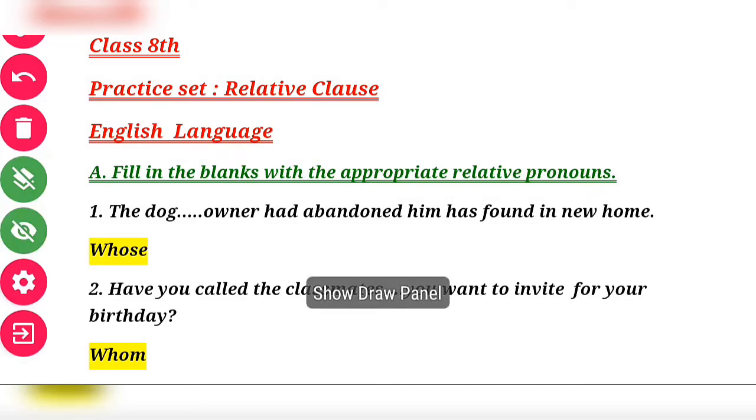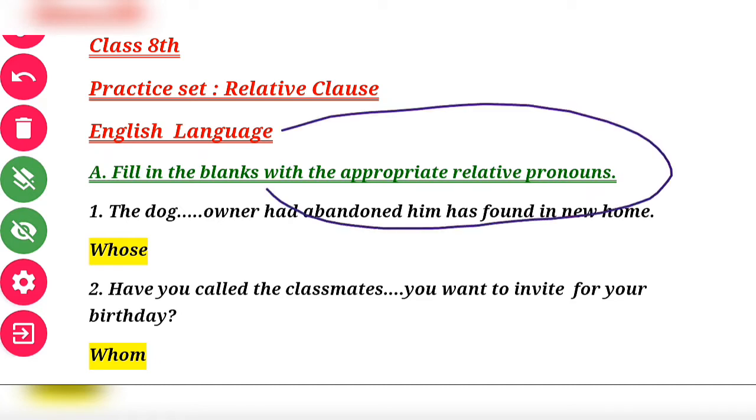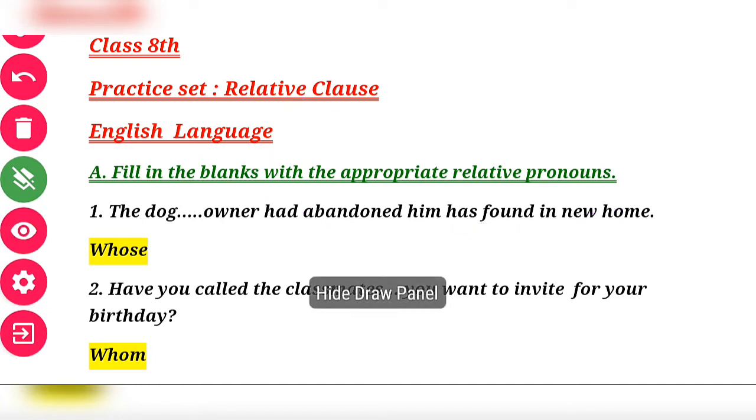In today's class, we're going to have the next practice set of relative clause. So here your first exercise is fill in the blanks with the appropriate relative clause. Before solving the exercise, I want to explain the chapter relative clause.